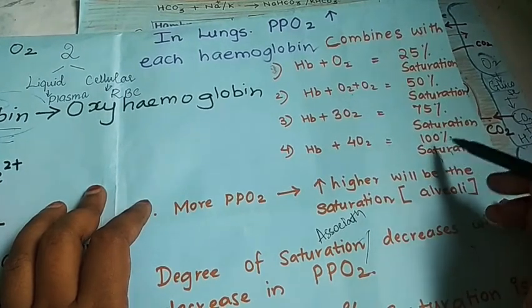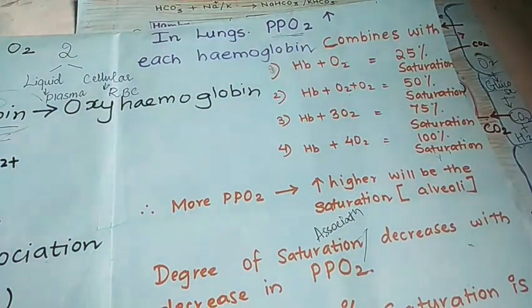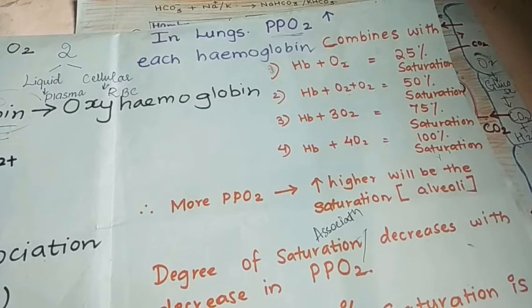This saturation depends totally on the partial pressure of oxygen. The higher the partial pressure of oxygen, the higher will be the association between hemoglobin and oxygen. As soon as the partial pressure of oxygen decreases, the affinity of hemoglobin and oxygen also decreases. So the simple formula is, the more the partial pressure of oxygen, the higher will be the saturation of hemoglobin in the alveoli.